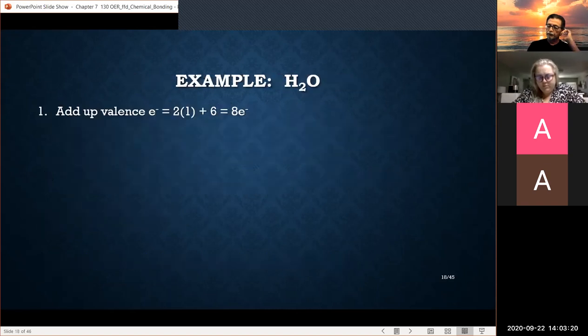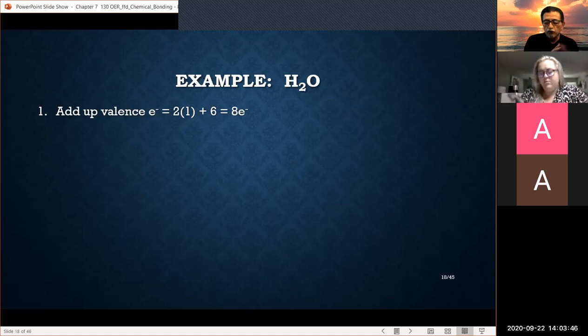Okay, so for example, let's do H2O, water. We add up the valence electrons. Now we know hydrogen brings in 1 valence electron, but there are 2 hydrogens. Don't forget to count the number of atoms you have of each one. So it's 2 times 1. Then we look up oxygen. Oxygen is in group 6, so it brings in 6 valence electrons.